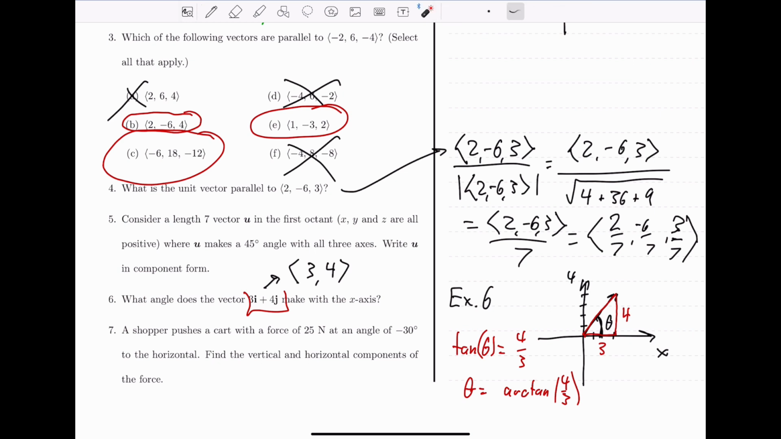Let's think of a slightly more applied problem with example 7. A shopper pushes a cart with a force of 25 newtons at an angle of -30 degrees to the horizontal. We want to find the vertical and horizontal components of the resulting force. For example 7, let's start by drawing a picture. We're going to think of the cart being moved along the x-axis, so we'll draw on the x-axis here.